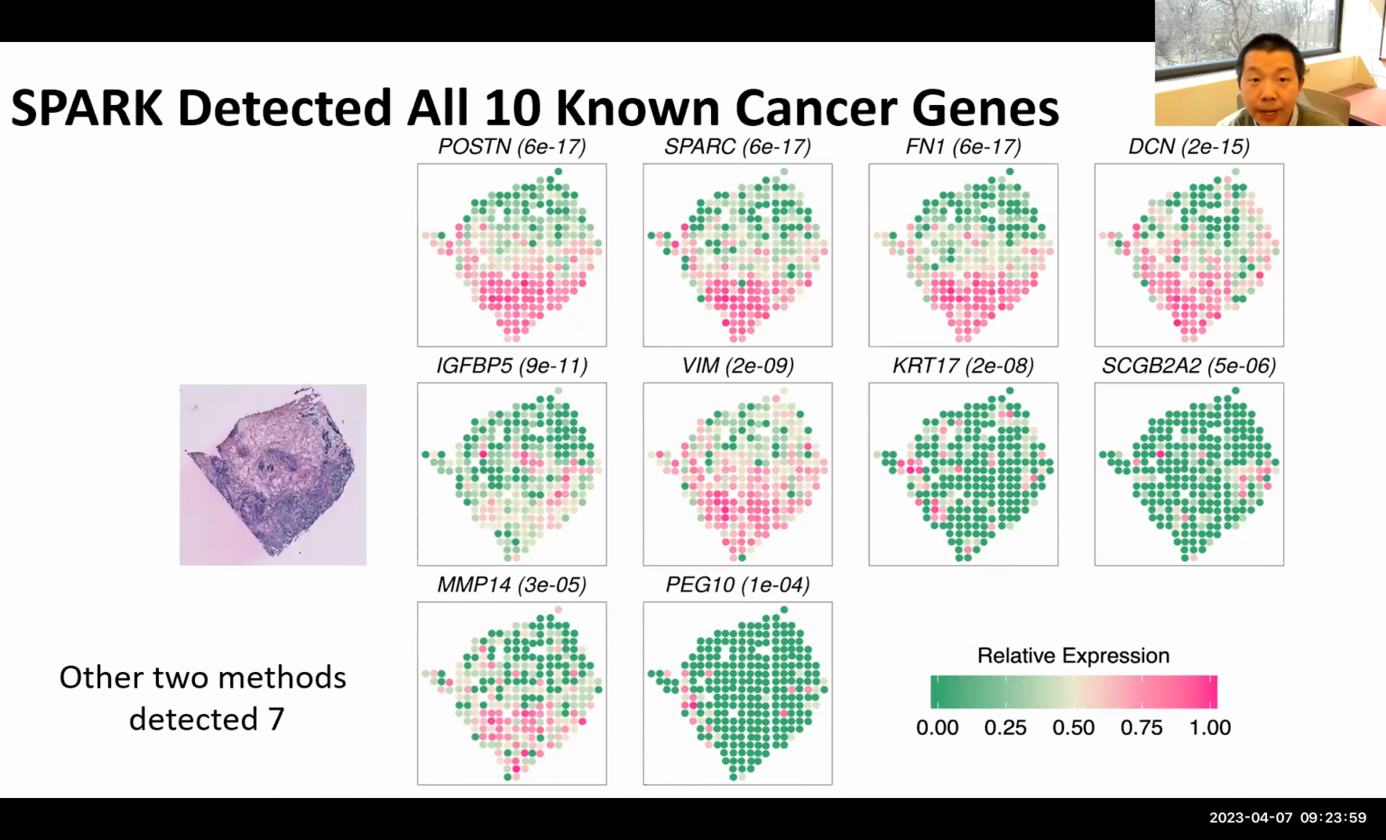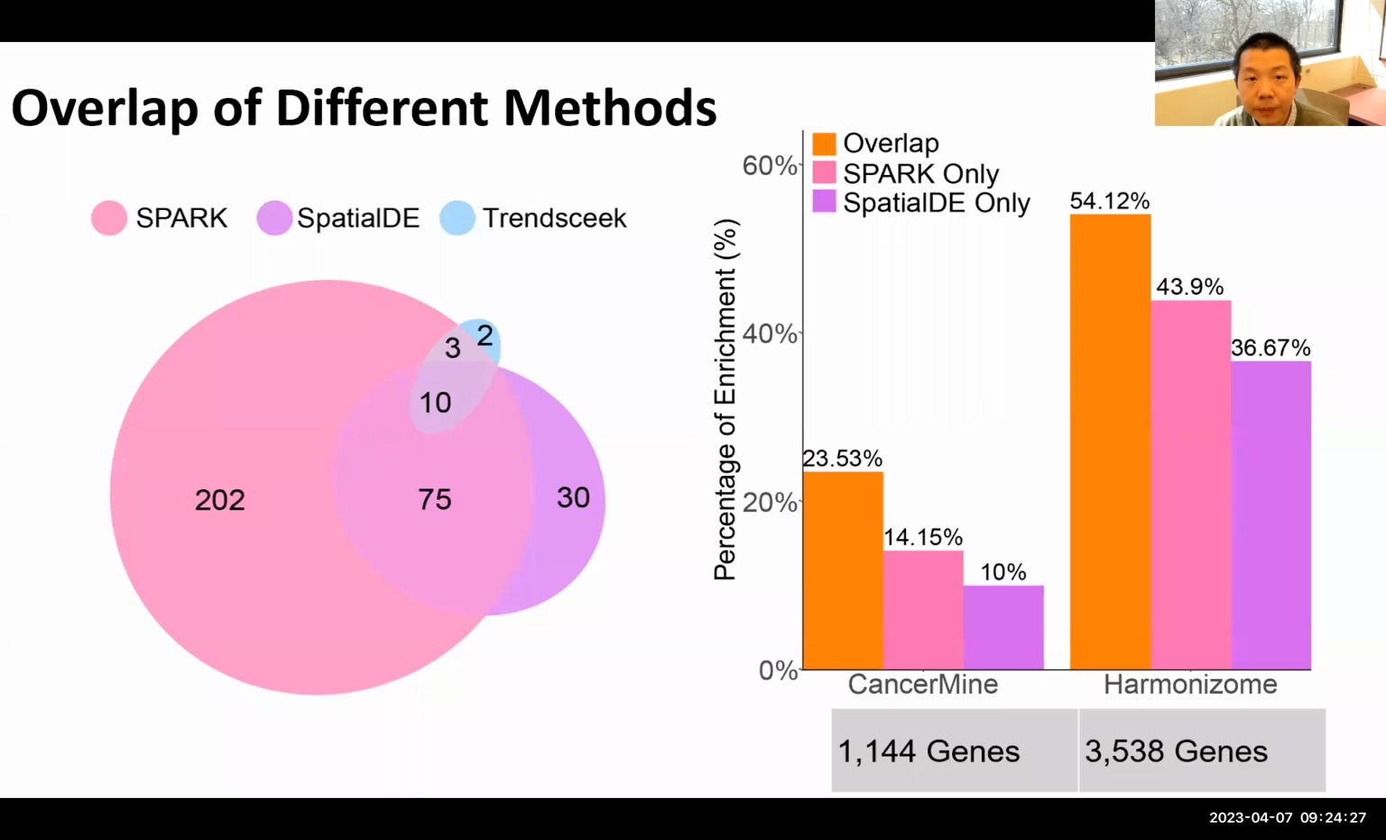It turns out that SPARC can detect all 10 cancer genes, while the other 2 methods can detect 7. This shows the expression pattern. On the left-hand side is a standard image, where the bottom dark area is the cancer region and the top white area is the non-cancer region. You can see that for the majority of those cancer genes, they show a very high enrichment in the cancer region, either the entire cancer region or a sub-region of the cancer domain.